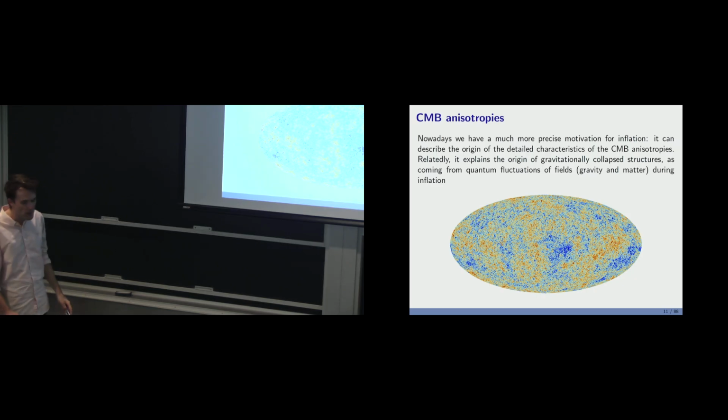Nowadays, of course, we have a much more precise motivation for inflation than this flatness problem, which, depending on how you look at it, may not be a problem. It can actually describe the origin of the detailed characteristics of the CMB anisotropies. So there's a picture from Planck, and relatedly it explains the origin of gravitationally collapsed structures in the universe.